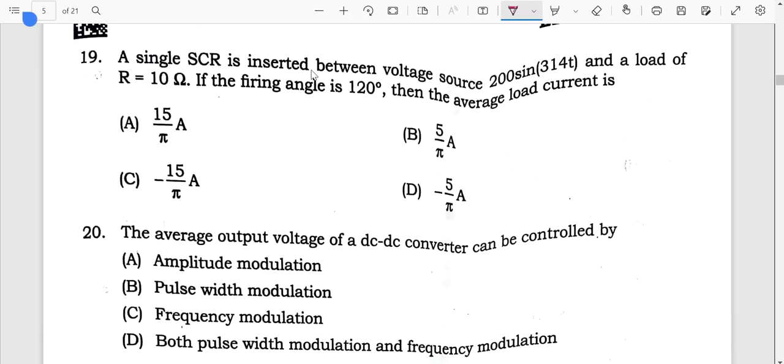An SCR is inserted between the voltage source of 200 sin 314t and a load of R equal to 10 ohms. The firing angle is 120 degrees. Then the average load current is. So here we need to find the average load current.